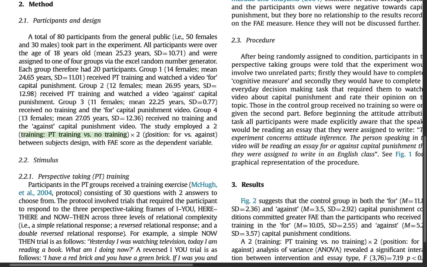The second variable is the position, which is for versus against capital punishment. So again, we have the variable as position, and for and against capital punishment are the levels of that position. And then the FAE score is the dependent variable. And when you hear score, you should be thinking, oh, that's a number, that's quantitative, whereas these other 2 are categorical. So we already have some good information here.